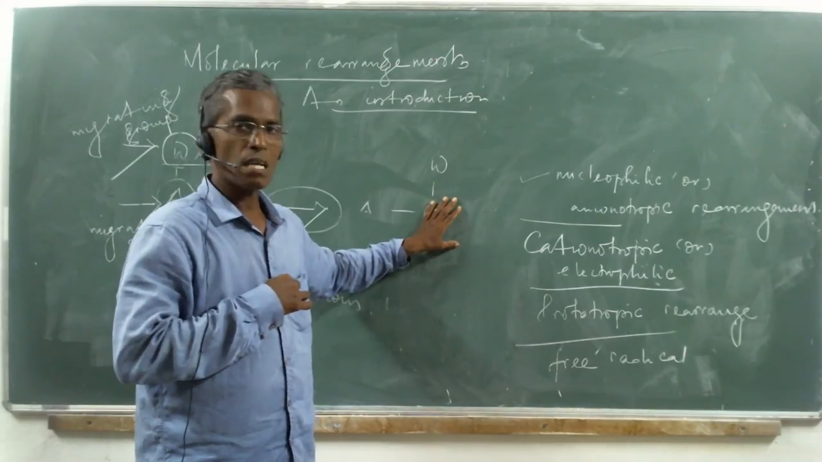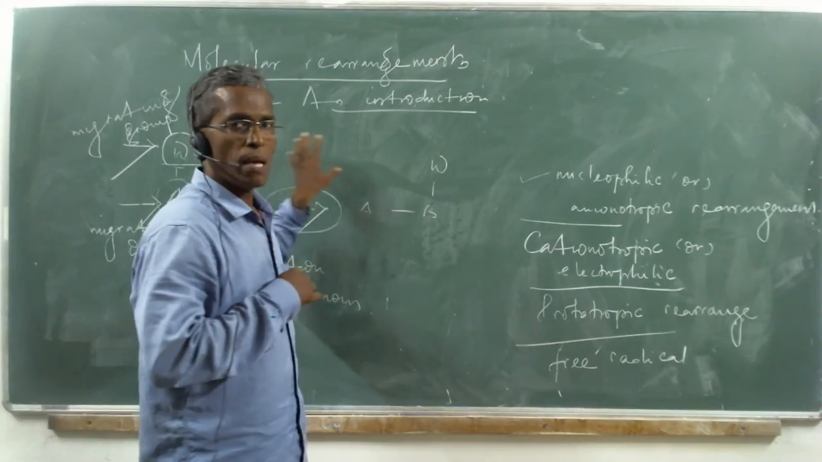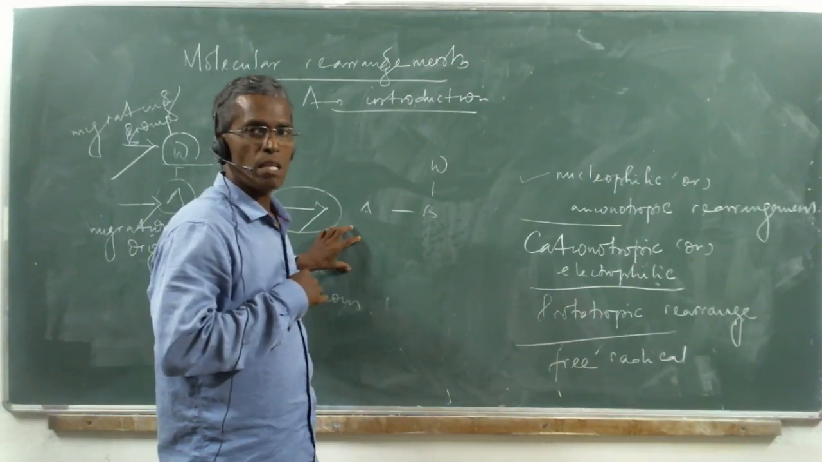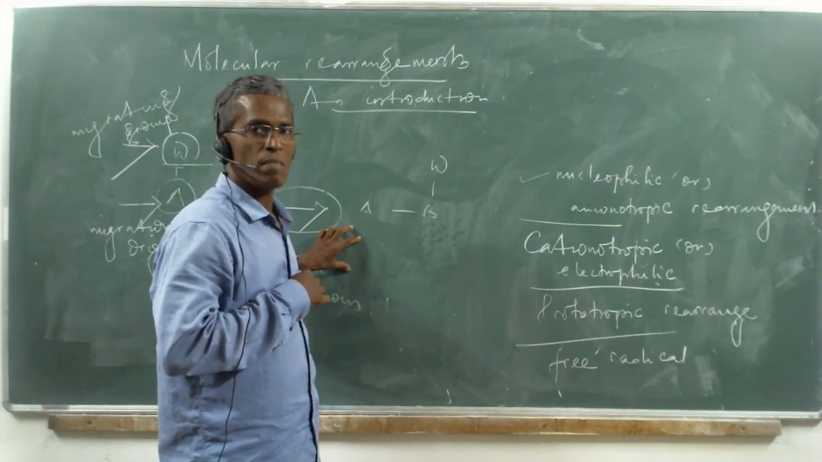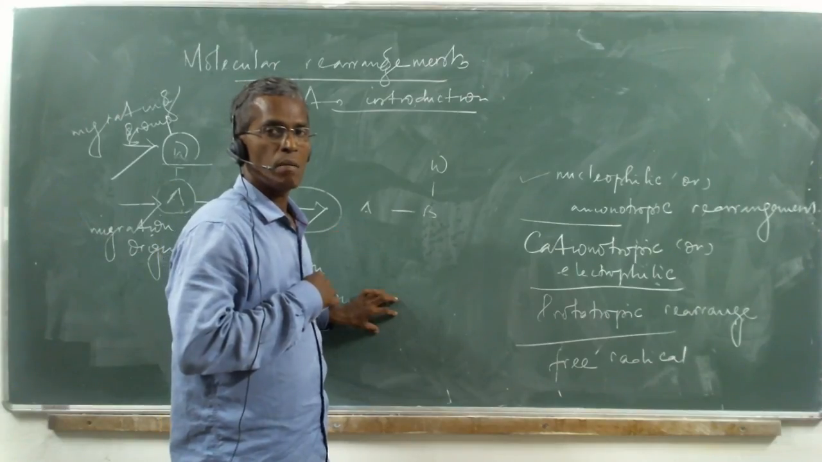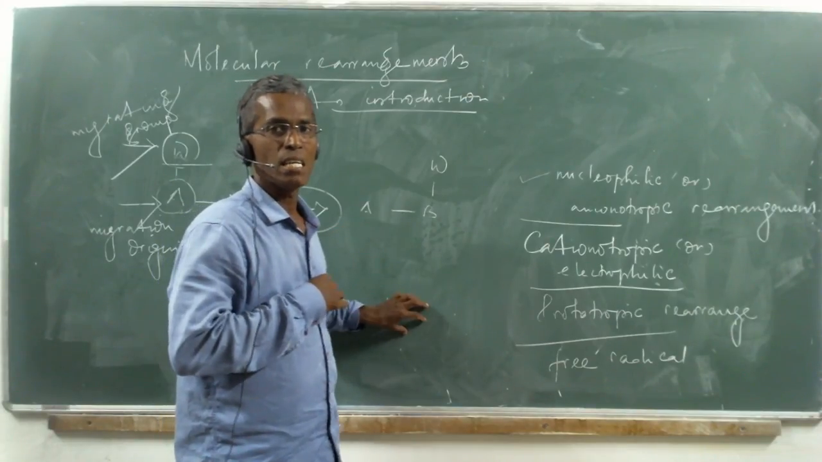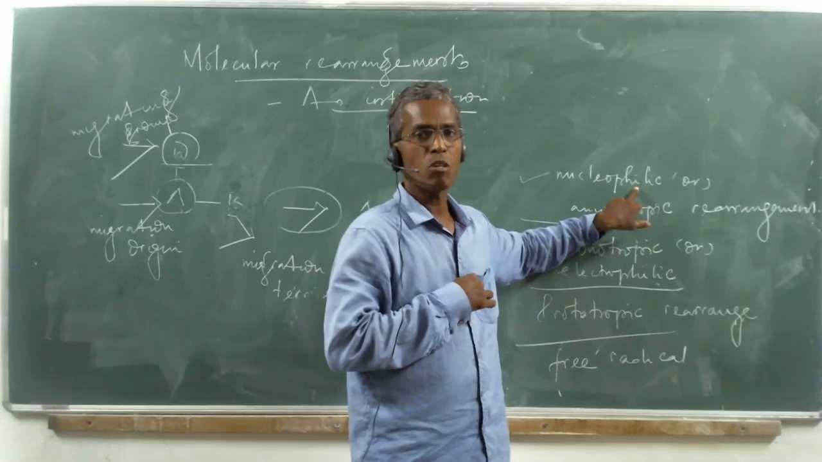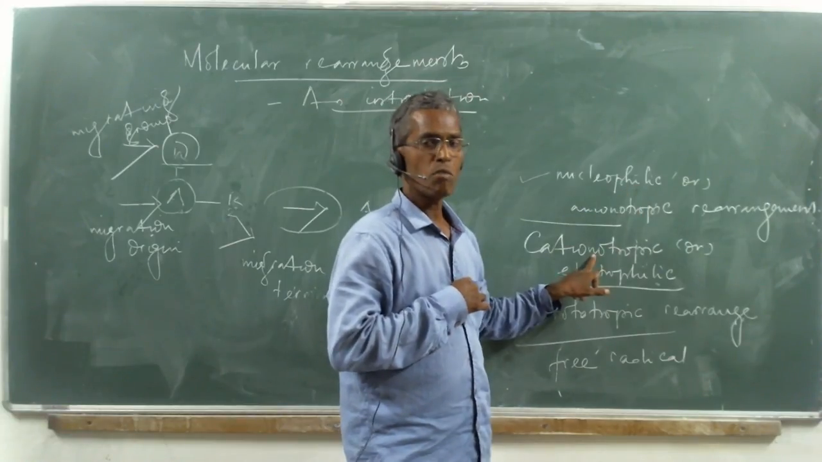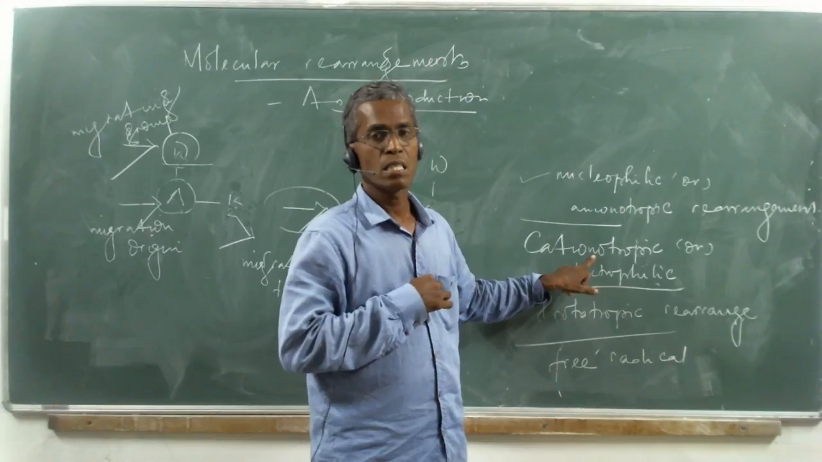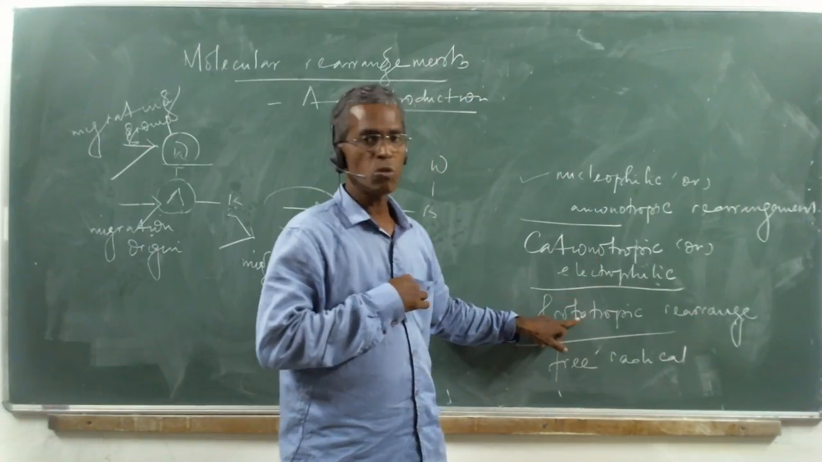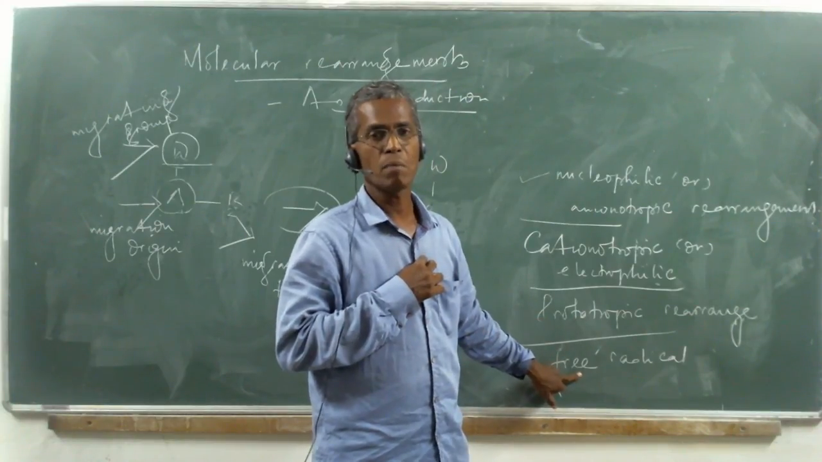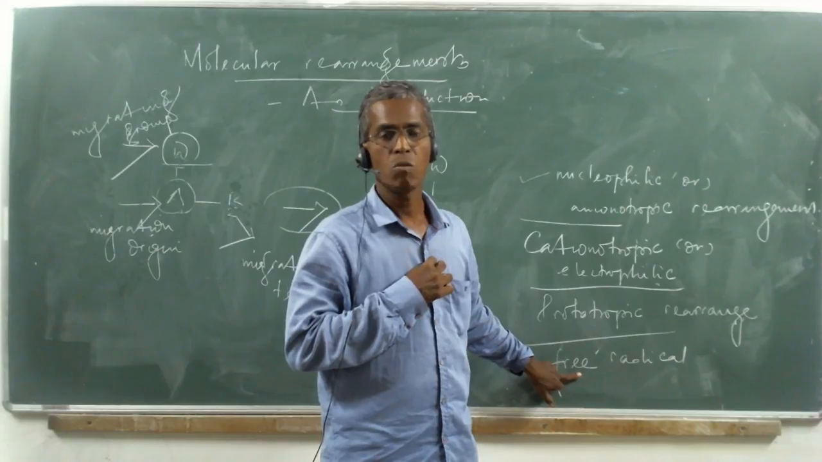Depending on whether the migrating group moves with a pair of electrons, without a pair of electrons, with the help of a proton, or because of a free radical, we get different names. Nucleophilic if the migrating group carries a pair of electrons, electrophilic if the migrating group carries a positive charge, prototropic if the migrating group is a proton, and free radical rearrangement if the migrating group carries just one electron.